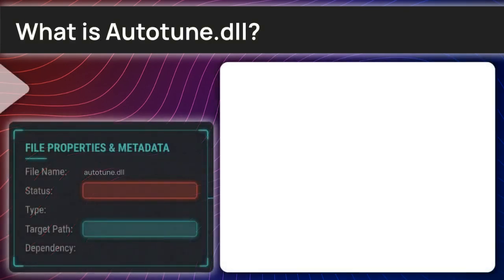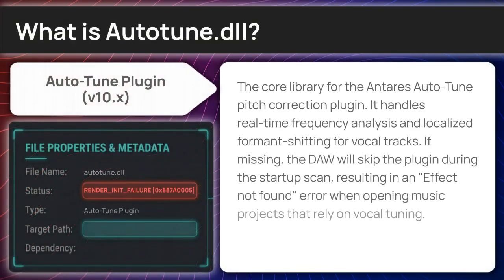This is the Autotune Library, the core library for the Antares Auto-Tune pitch correction plugin. It handles real-time frequency analysis and localized formant-shifting for vocal tracks. If missing, the DAW will skip the plugin during the startup scan, resulting in an effect not found error when opening music projects that rely on vocal tuning.